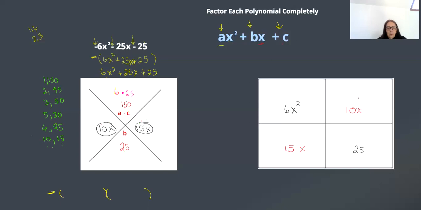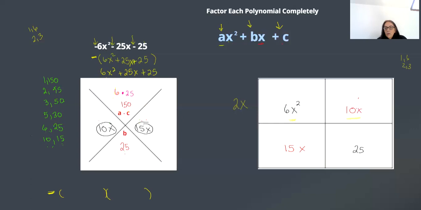So I'm going to change my color here so we can see when we put something on the outside. So I want to look at this 6x here and the 10x. And I want to say, what's the greatest common factor between the two of them? Well, when I look at the 6, 6 does not go into 10. But what multiplies to 6? 1 and 6, 2 and 3. Of those numbers, what's the biggest one that goes into 10? 2. Put the letter X with it, because they both have an X, right? So you're always going to factor out an X there.